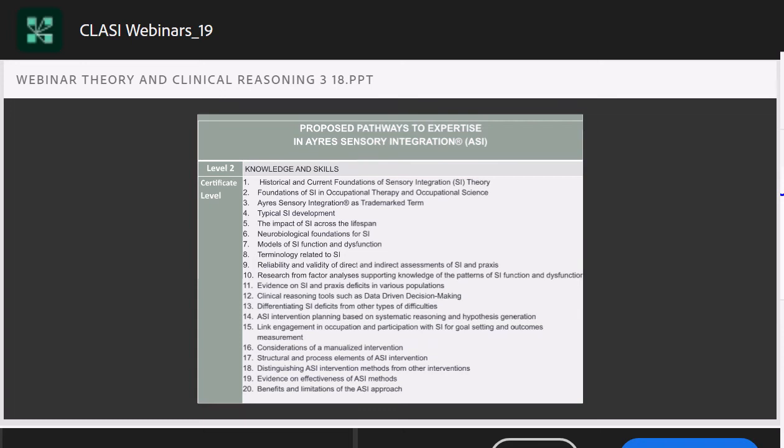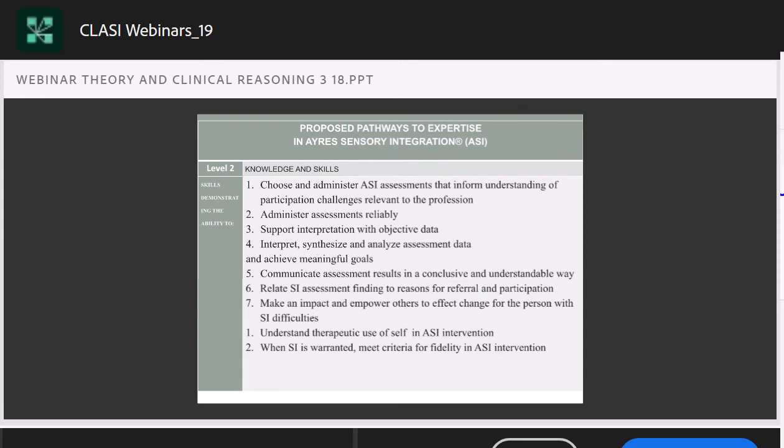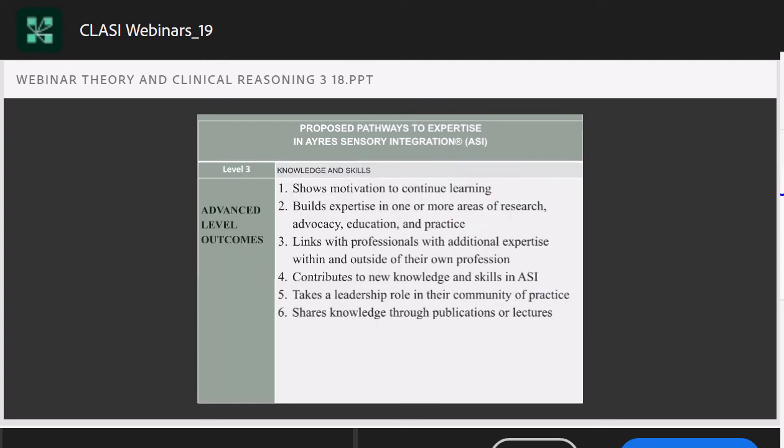Level 2 is the certificate level, and of course that's much more rigorous in terms of the knowledge and skills, and we're proposing a minimum program of 120 hours. Some are more, you'll have to evaluate that relative to the program that you might want to join. Here are some of the skills. This was published in OT Practice, so any of you who are AOTA members can get that article.